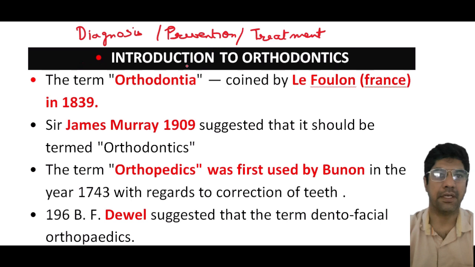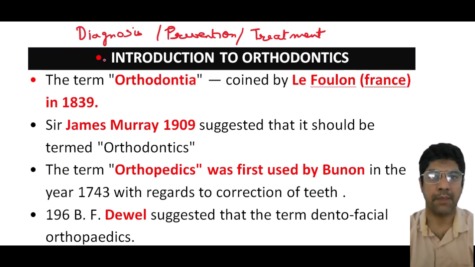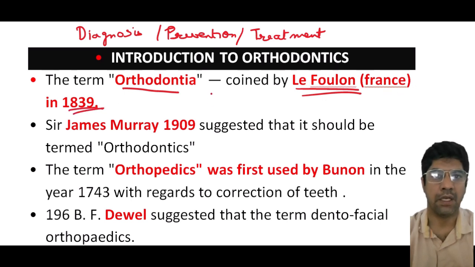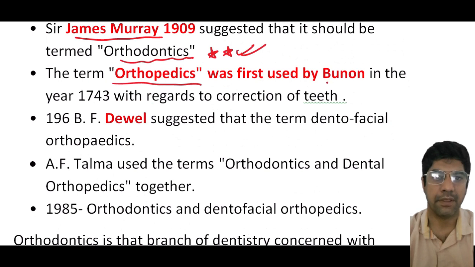Now let us discuss the introduction to orthodontics. Who coined the term orthodontia? It was Lefoulon. The term orthodontia was coined by Lefoulon in France in 1839. So remember, James Murray suggested that the term orthodontia should be changed to orthodontics. The term orthopedics was first used by Bonon.